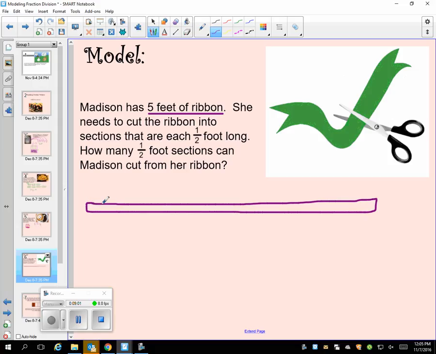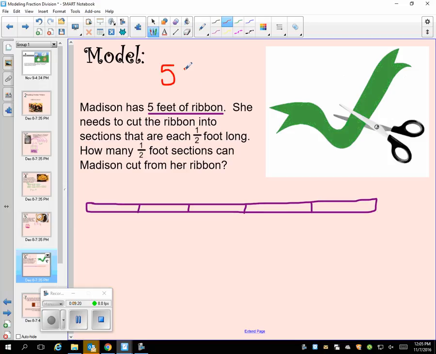And she has 5 feet of it, so I'm just going to split it into 1 foot sections. I'm just going to estimate something like this: 3, 4, 5. So there's 1, 2, 3, 4, 5 feet. So she started with 5 feet of ribbon. That's how much she has. So she's starting with 5.